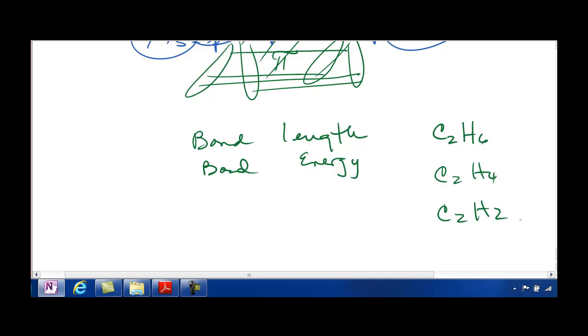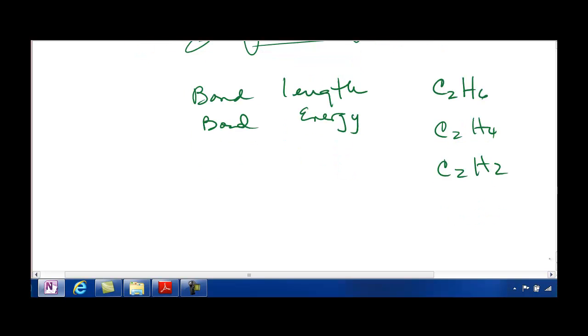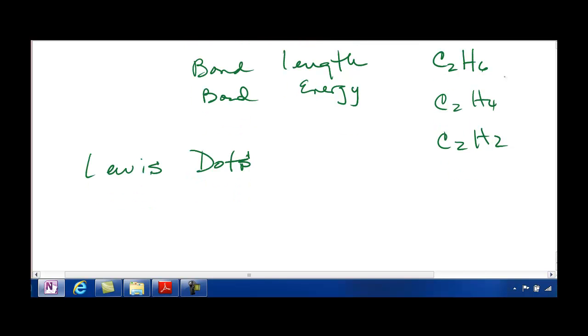In certain compounds we have single bonds, in certain compounds double bonds, and in others triple bonds. I am zooming through Lewis. Since we've talked about Lewis for at least three weeks now, we can do the Lewis structure of all this. C2H6: carbon bonded to carbon, with three H's on each.